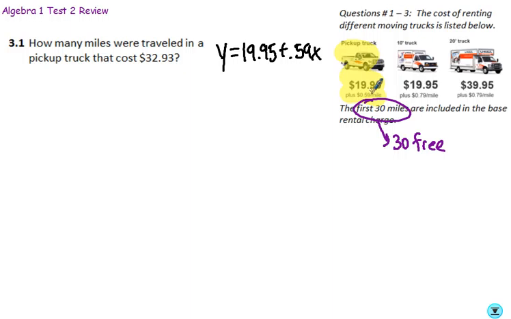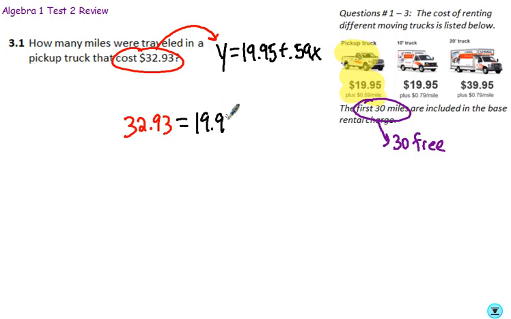So what it says is how many miles were traveled in a pickup truck that cost $32.93. So what they're giving us, they're actually telling us what the bill was as far as how much it cost. So I'm going to substitute that in for y, right? Because if you remember, y represents our cost. So I would have 32.93 equals 19.95 plus 59 cents per mile.